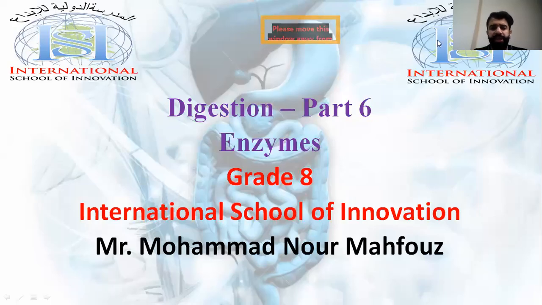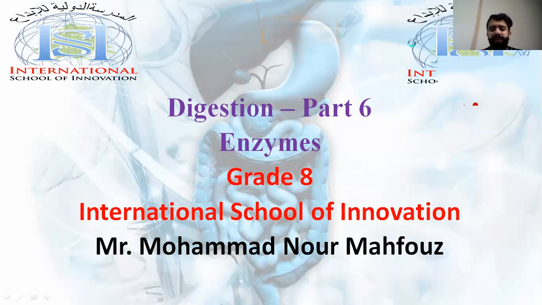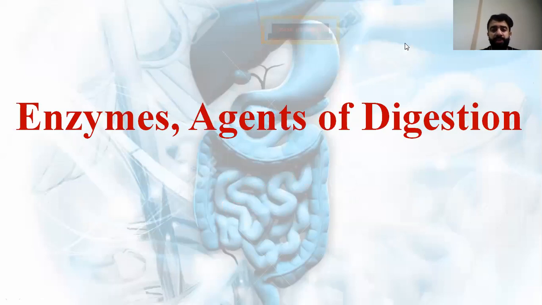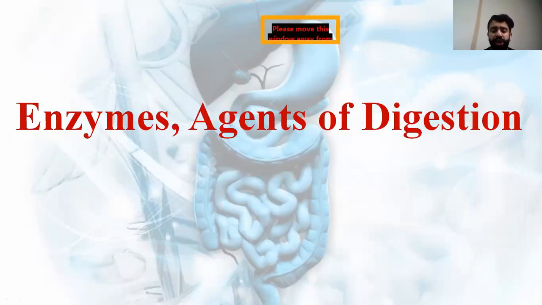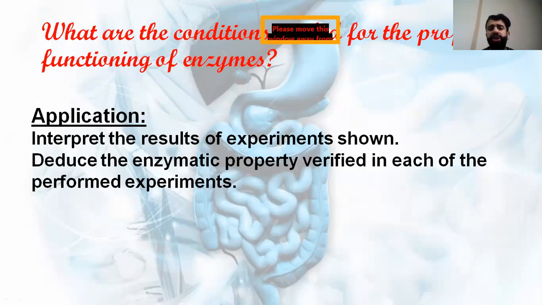Hello, grade 8 students. In this session, we're going to continue with our enzymes in the chapter of digestion. In the chapter of digestion, we talk about the enzymes. We said that the enzymes are the agents of digestion. They are the biological scissors that are used to cut or break down the food into smaller pieces. So what are the conditions needed for the proper functioning of the enzyme? What do the enzymes need in order to work properly?